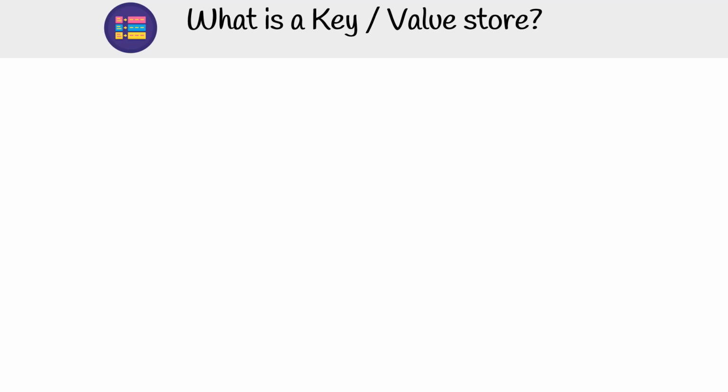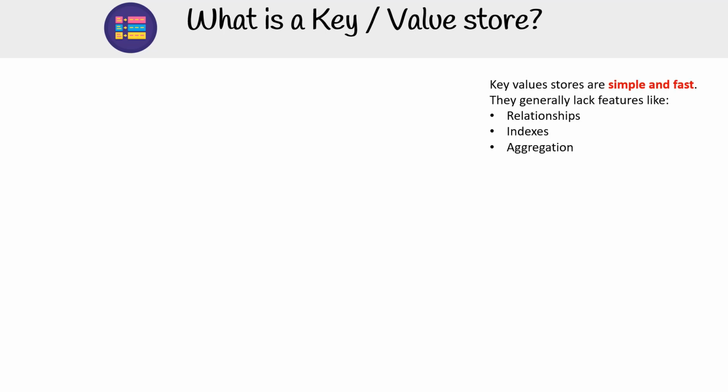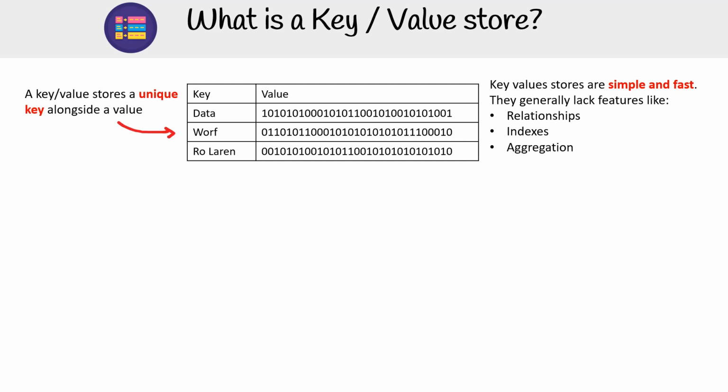First up, let's talk about key value stores. Key value stores are simple and fast, but they generally lack features like relationships, indexes, and aggregation. In a key value store, data is stored in pairs, where a unique key is stored alongside a corresponding value.